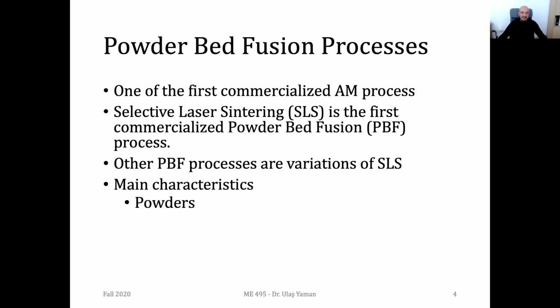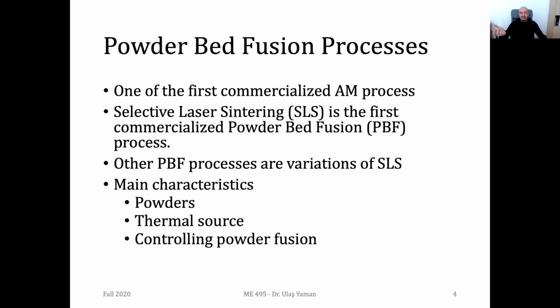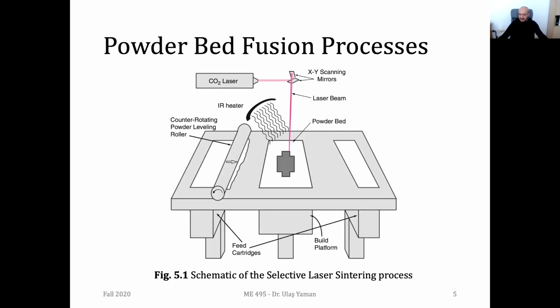So what are the main characteristics? Obviously, we are using powders. We need to have a thermal source to do the melting or to do the sintering. Another thing, we need to control the fusion process. And further, we need to have a recoating system, which will spread the powder on the table uniformly. So this is another important issue. You shouldn't have thicker regions and thinner regions on the table. You should always have a uniform layer thickness on the bed. So this is a nice sketch showing the fundamentals.